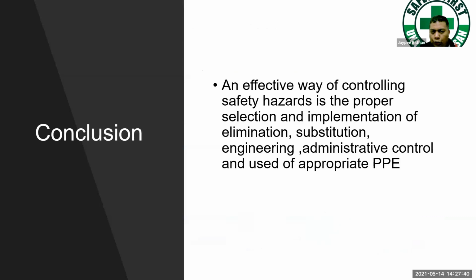Then conclusion: an effective way of controlling safety hazards is the proper selection and implementation of elimination, substitution, engineering, administrative control, and the use of PPE.